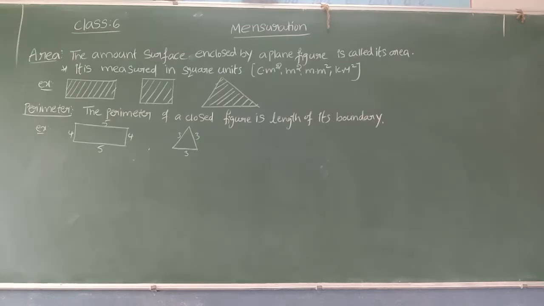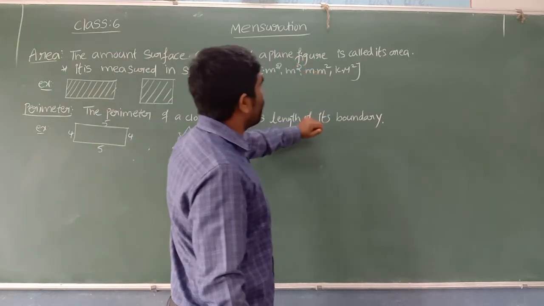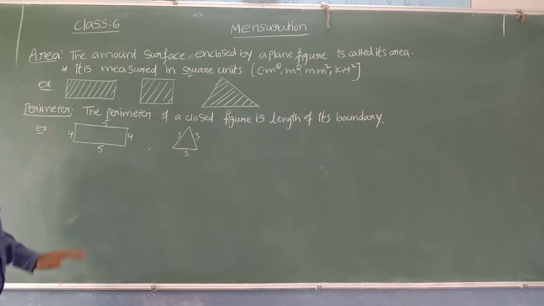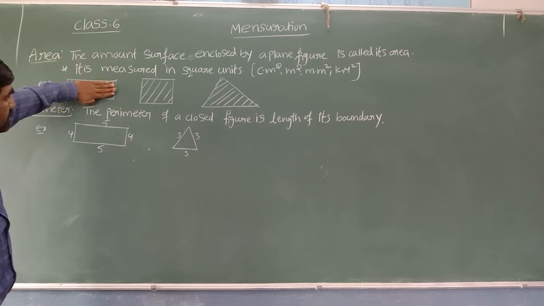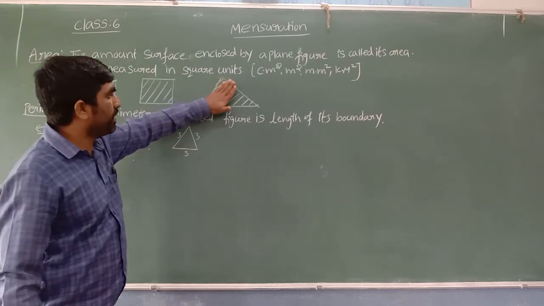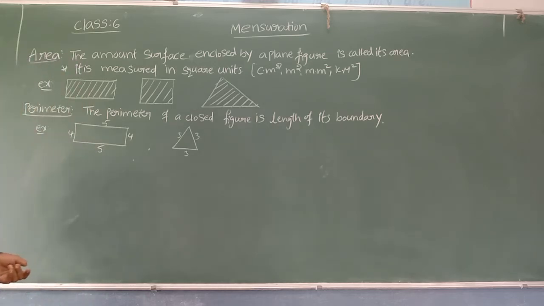Yes, children, I said just now what is about area and perimeter. Here we have definitions. Area means the amount of surface enclosed by a plane figure is called its area. These are plane figures, I mean 2D figures. This is the amount of surface enclosed by this plane figure. It is called area. Simply you can say the inside place of a closed figure is called area.